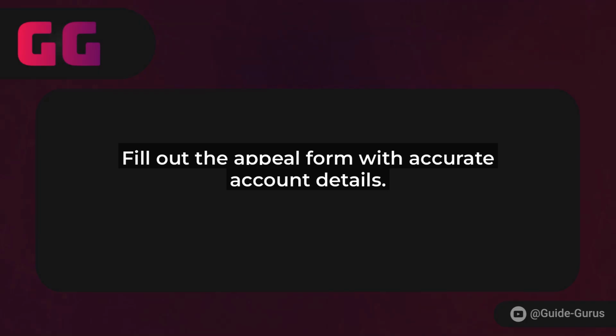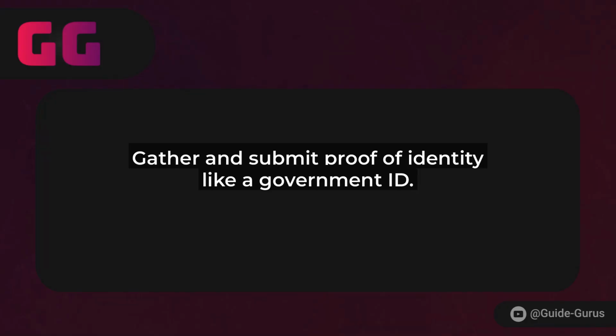First things first, start by visiting the Facebook Help Center. That's your go-to spot for all account recovery options. Look for the Account Disabled section and click on Appeal a Disabled Account. Facebook has made this easier in 2025 with a more streamlined interface, so fill out the appeal form with accurate details about your account.